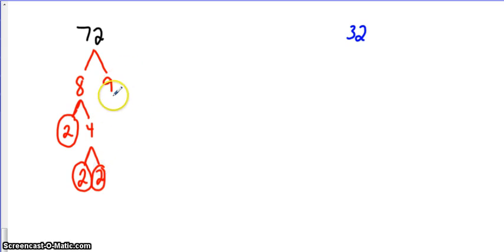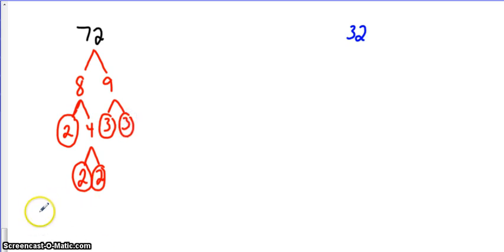Okay? Then we're going to go over here to the 9, and 9 has the factors of 1, 3, and 9. We can't use 1, which means we can't use the 9, so we're left with 3 times 3. Now, 3 is a prime number. We know that because the only factors for 3 are 1 and 3. So we're going to circle both the 3's.